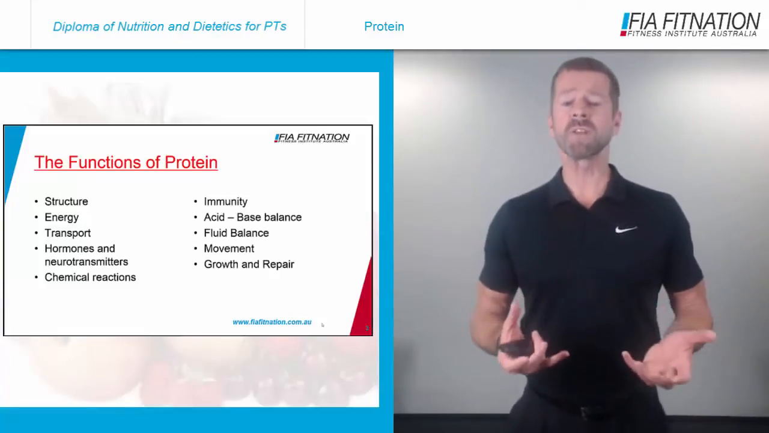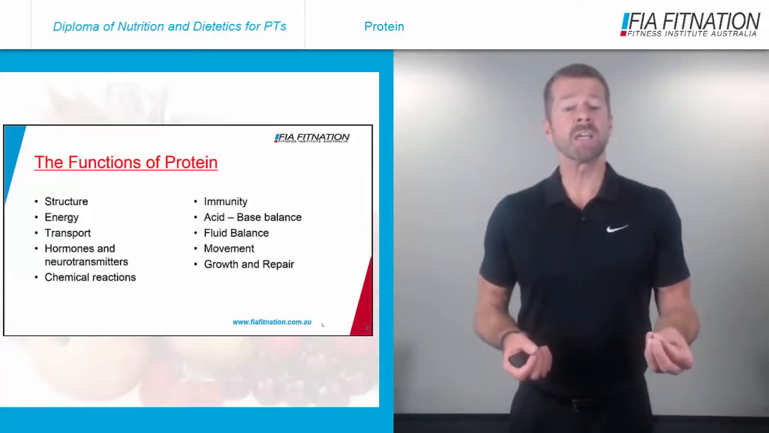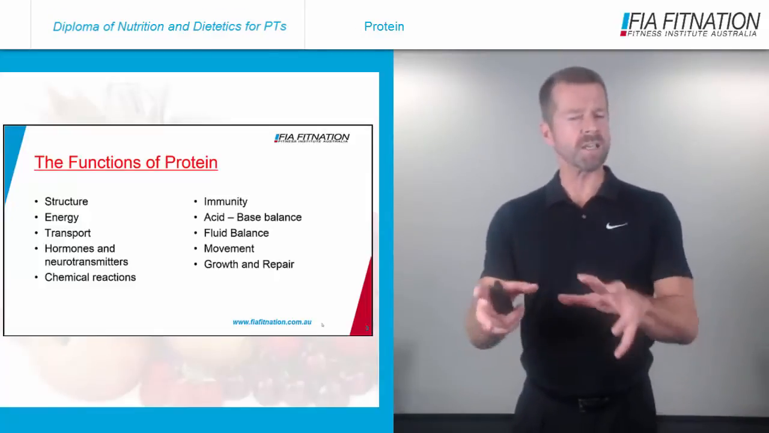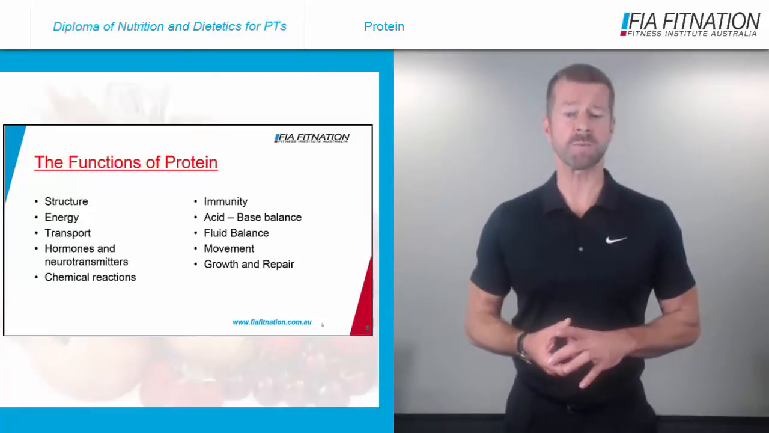Protein is also the building blocks of hormones, and certain amino acids are actually neurotransmitters, and sometimes the isoforms of, or the variations of amino acids are actually neurotransmitters.